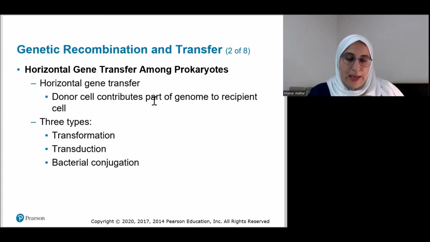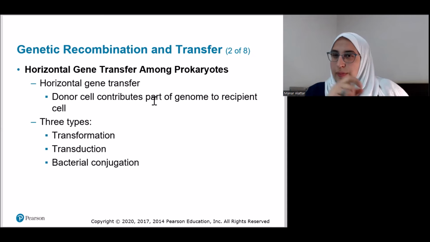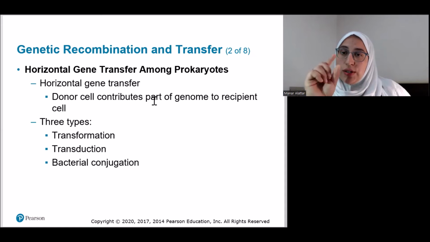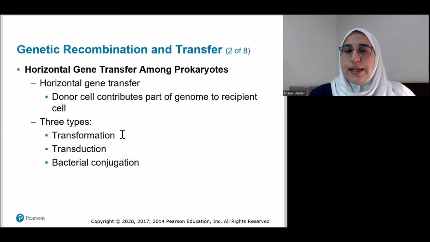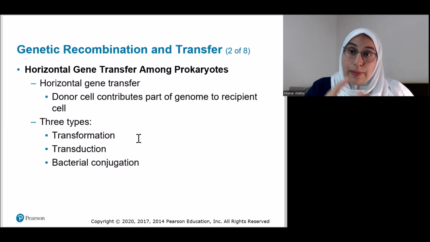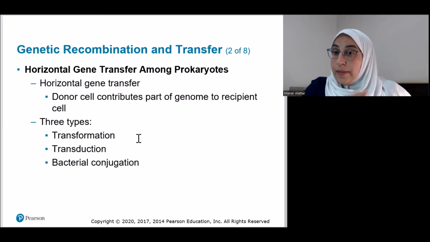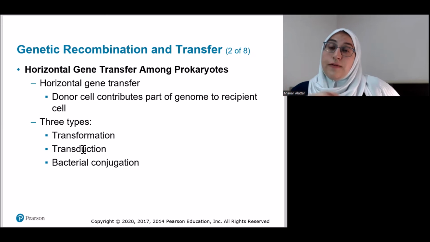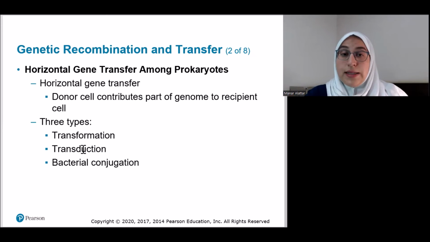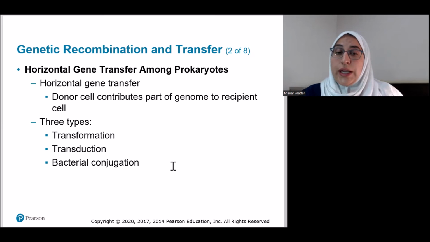Essentially what's happening is a piece of the genetic information, a couple of genes, is formed into a plasmid, which is just a small circle of DNA, and somehow that gets passed to a peer. There are three ways this can happen: transformation, where the plasmid is picked up from the environment; transduction, where a virus is the vector that moves the plasmid; or bacterial conjugation, where you have a pilus.